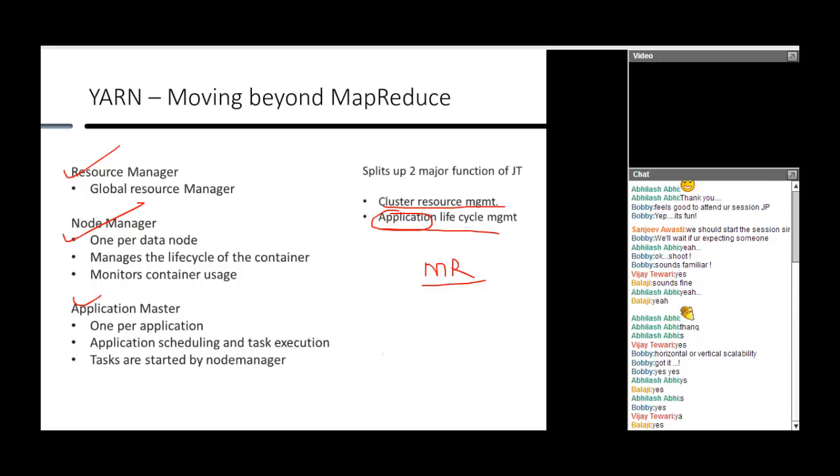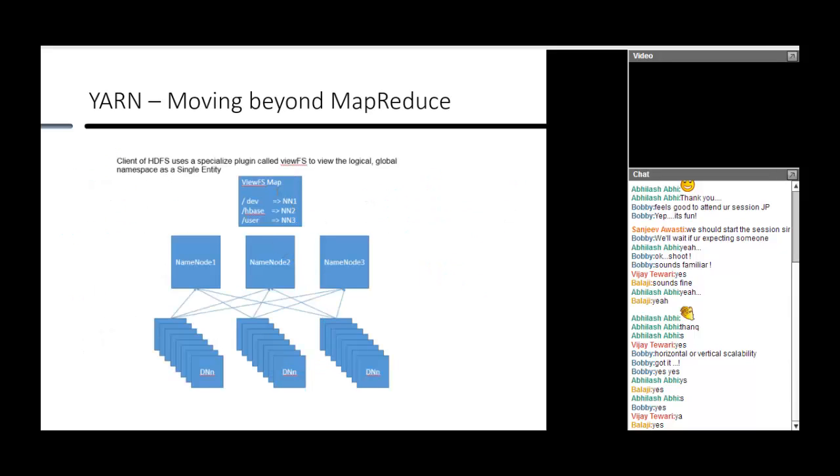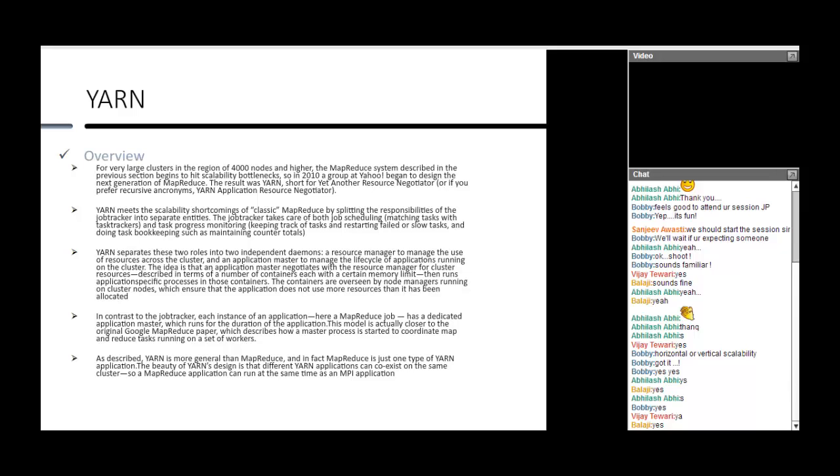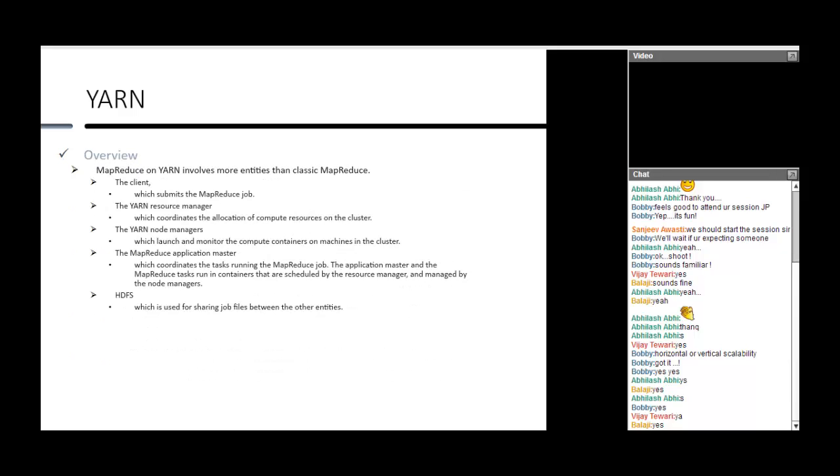So in Hadoop 2.0 terminology, all MapReduce programs are called applications. If you have 10 MapReduce programs running in your Hadoop cluster, you will say there are 10 applications running in your cluster. So application lifecycle management is one major task. Another task was cluster resource management. Both these tasks were handled by the job tracker, but in Hadoop 2.0 in YARN architecture, it is split between these components. Let us understand that via the YARN architecture.